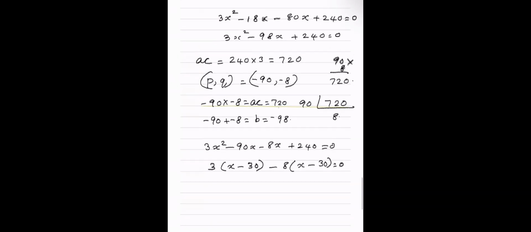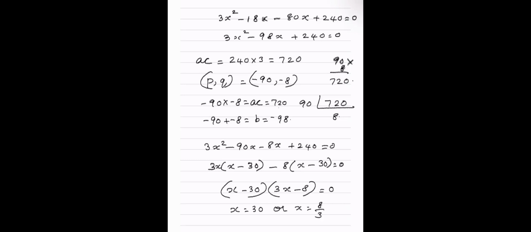So let's write it. 3x square minus 90x minus 8x plus 240 is 0. Take 3 out: x minus 30, minus 8 out: x minus 30 equal to 0. So x minus 30 is common. 3, okay, here I have to put an x, I missed that. x minus 30 is out, 3x minus 8 equal to 0. So what do I have? x equal to 30 or x is equal to 8 by 3.